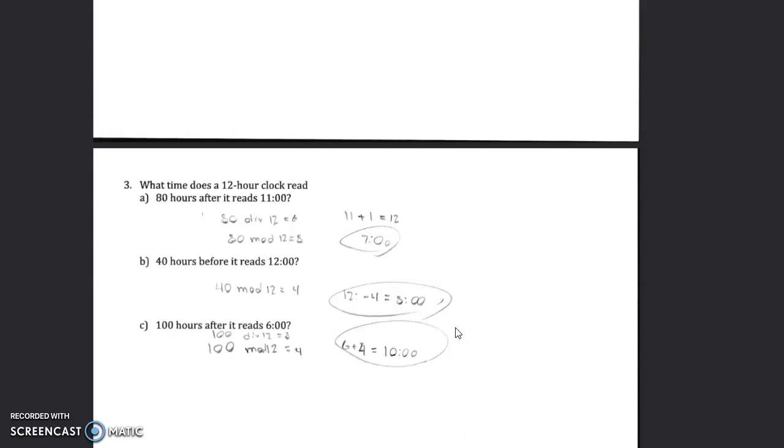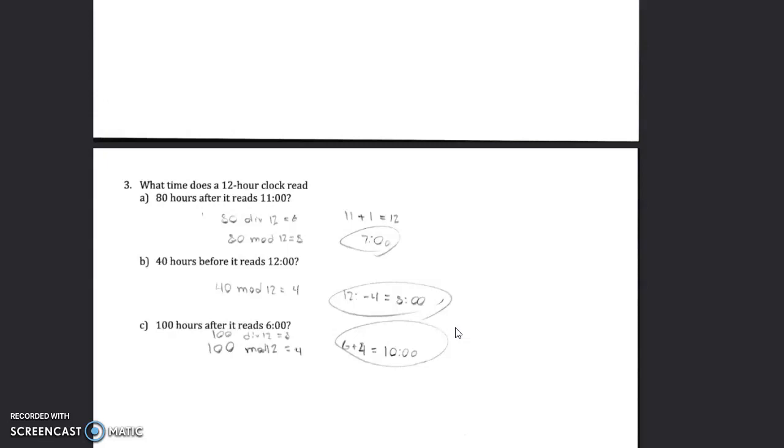80 div 12 is 6. If you do 12 times 6, you get 72. So I could have written 80 mod 12. You have 8 hours left over. You do 11 plus 8. Then you get 11 plus 1, because it's a 12-hour clock, and then it resets to 12, and then you just do the remaining 7 hours, and you get 7. For B, it's 40 hours before it reads 11 or 12, so 40 mod 12 is 4.